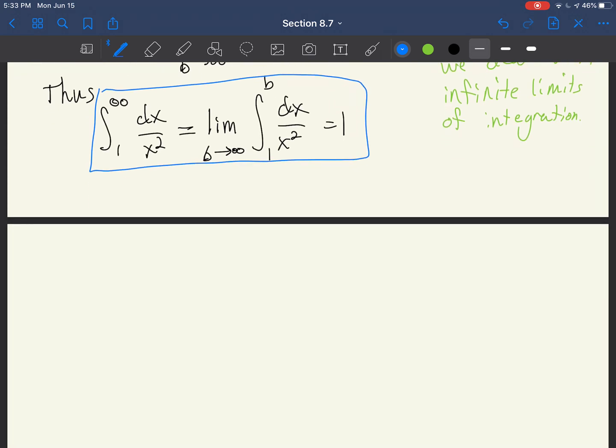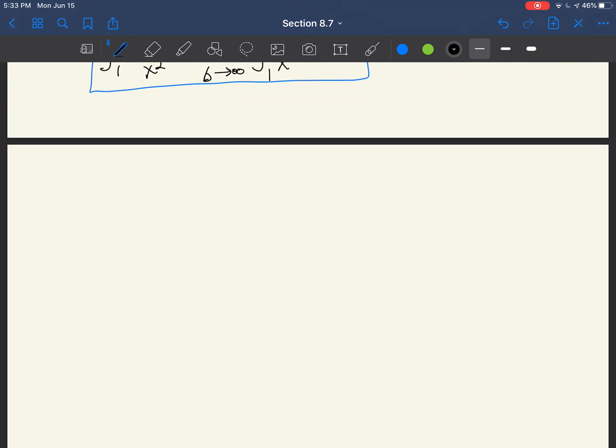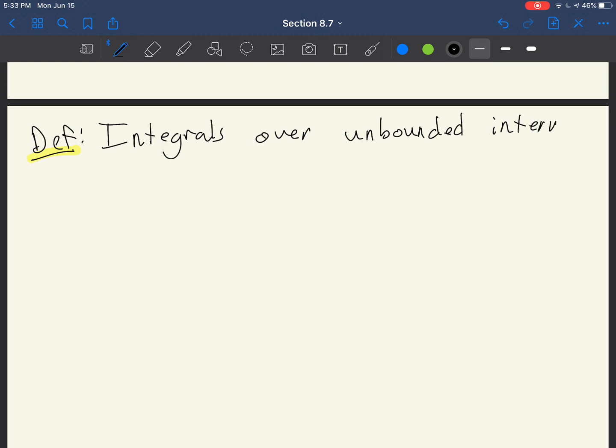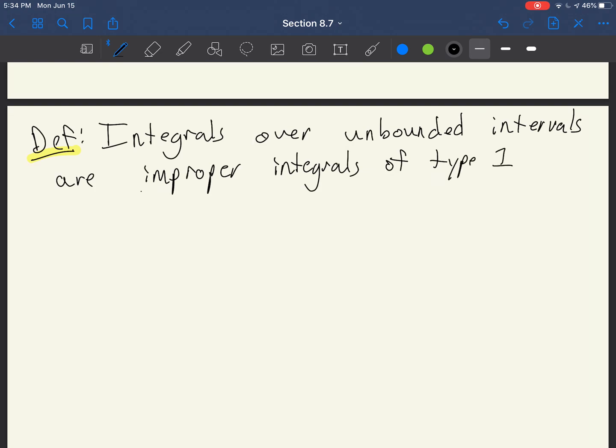So I'm going to box it because the tactic is we write it as a limit of a truncated integral. So definition, we have two different types of improper integrals, and we're going to look at the first one first. So integrals over unbounded intervals are improper integrals of type 1.